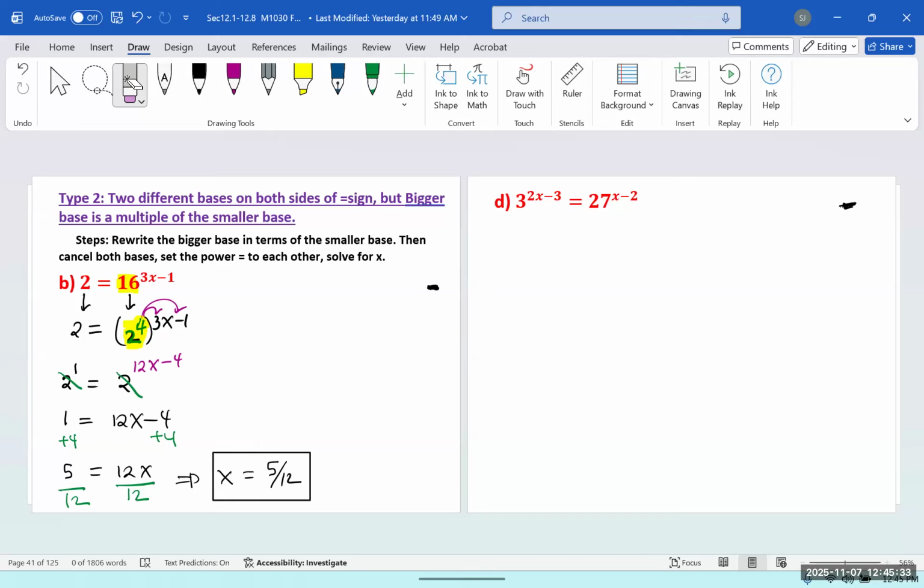Ready? Volunteer. Who would like to help me with this? Mariana. We're going to keep the left side, and then 27 is 3 to the power of 3, right? And then x minus 2. Now, we're going to multiply the 3, again keep the left side, and on the right side it says 3 to the 3x minus 6.